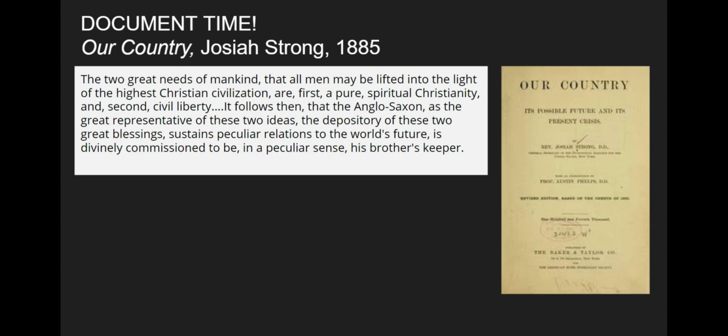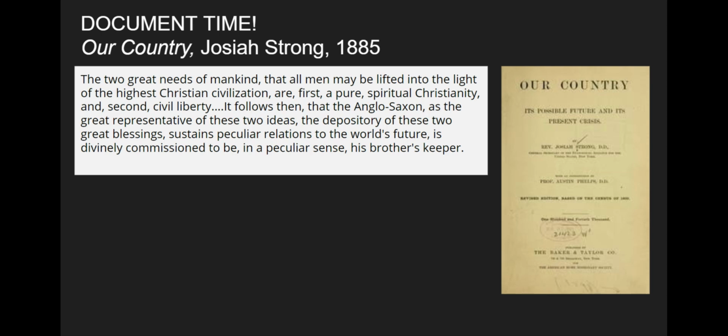The two great needs of mankind, that all men may be lifted into the light of the highest Christian civilization, are first, a pure spiritual Christianity, and second, civil liberty. It follows then that the Anglo-Saxon, as the great representative of these two ideas, the depository of these two great blessings, sustains peculiar relations to the world's future, is divinely commissioned to be, in a peculiar sense, his brother's keeper.